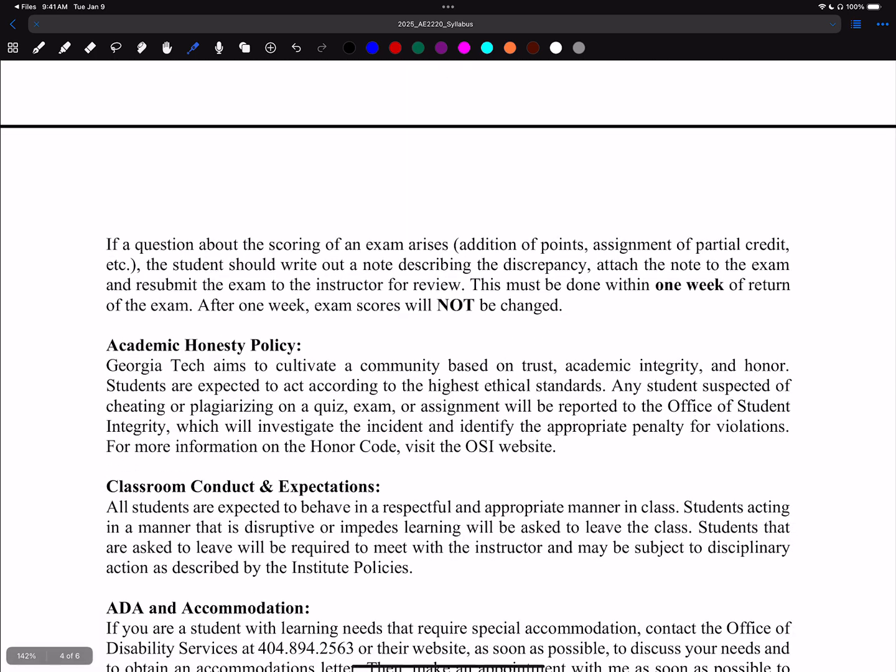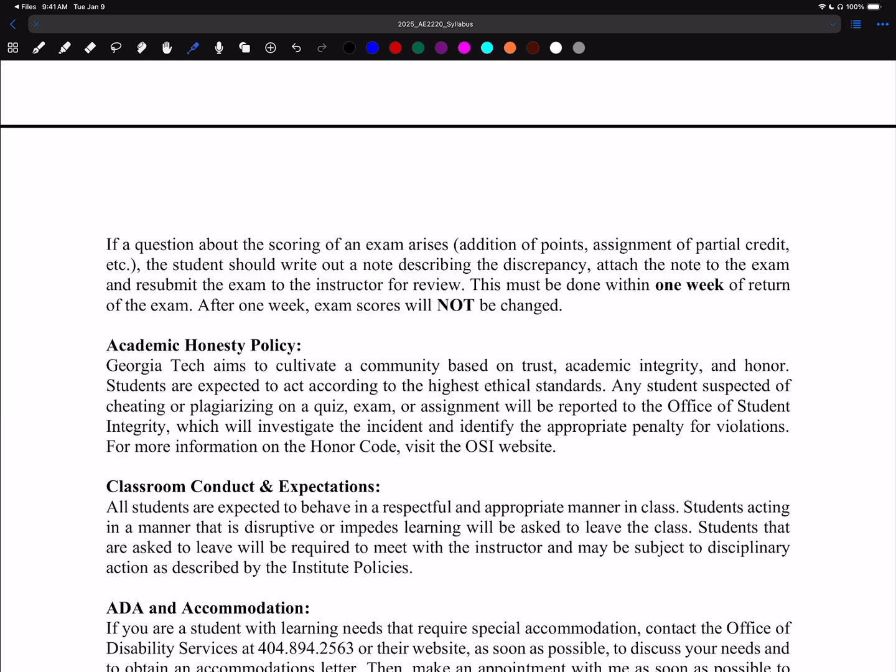If there are any questions about the grading or the scoring of an exam or any assignment in the class, you have 1 week to come and talk to me or talk to the TA about that grading. After 1 week, we will not entertain any discussion about a grade, and we will not make any changes to grades.